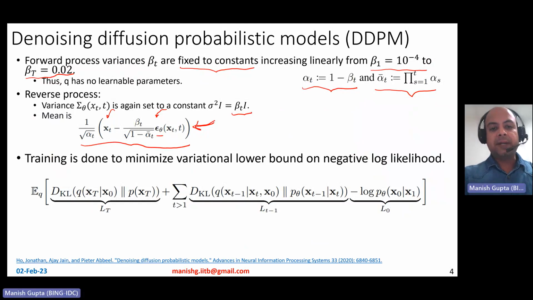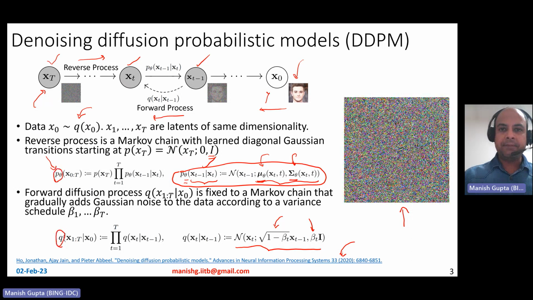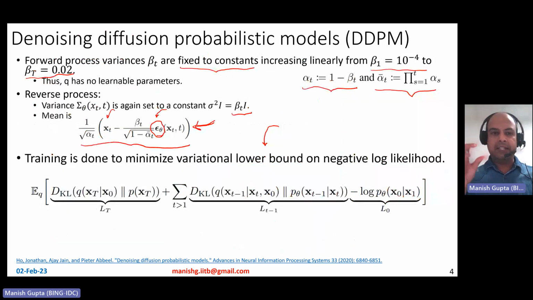Now, how are these parameters theta learned? They are learned by minimizing the variational lower bound on the negative log likelihood. So the way the training is performed is a process called variational inference. I'll again not go into the mathematical details of variational inference, but the idea, very intuitively, is as follows. While you're doing the forward process, we denote it by Q. While you're doing the reverse process, we denote it by P. So what you want to do is to align P and Q as much as you can. Think of it that way.